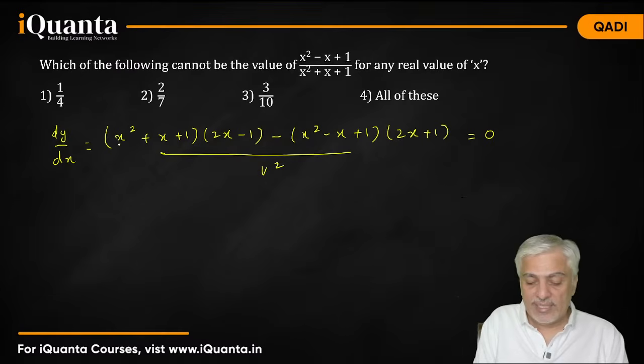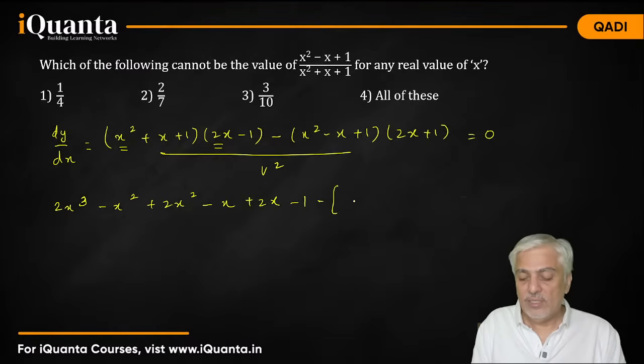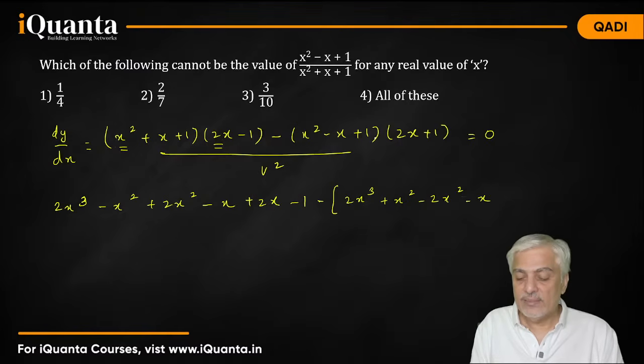You will get two values. So, let's expand it carefully. x into 2x square, x square into 1, 2x cube, sorry, x square into minus 1, minus x square, x into 2x plus 2x square, x into 1 minus x plus 2x minus 1, minus sign, 2x cube plus x square minus 2x square minus x plus 2x plus 1. Open the bracket carefully. This we have to equate to 0.